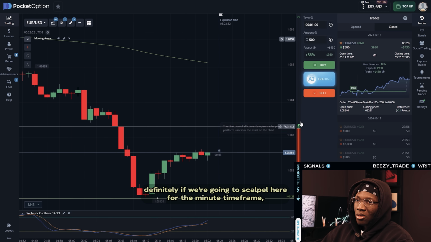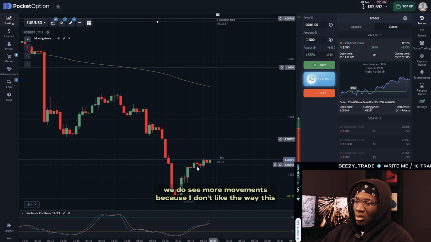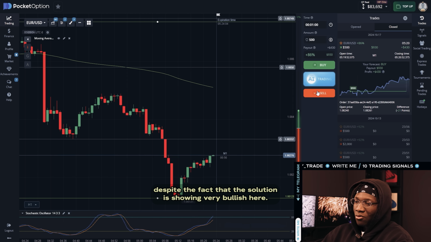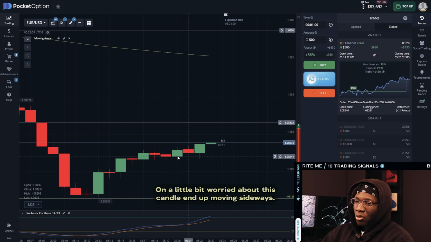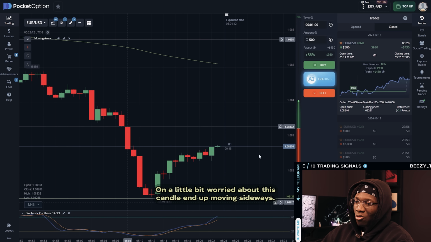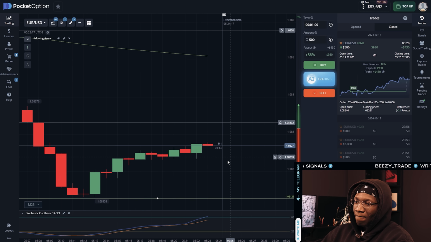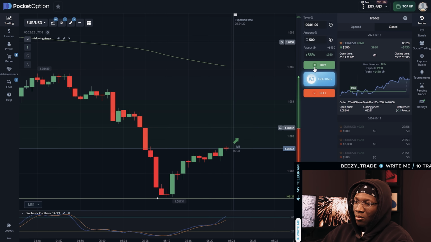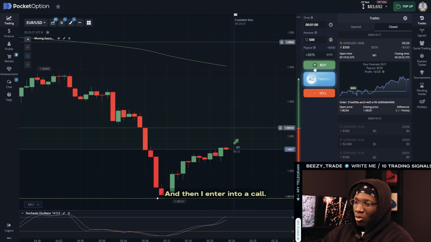So I think definitely if we're gonna scalp on here for the minute time frame, we need to see more movements because I don't like the way this is moving a little bit sideways. Despite the fact that our stochastic is showing very bullish here, we're going to oversold. I'm a little bit worried about this candle ending up moving sideways, and that is a terrible market to trade. Just want to see it pull down a little bit more and then I enter into a call.